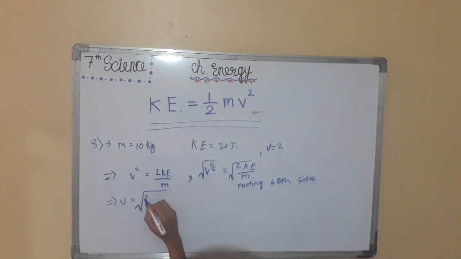Now we will put the values: 2 into kinetic energy 20 upon mass 10. 0 and 0 cut, 2 into 2 is equal to 4. Therefore velocity is equal to root 4. Root 4 is a perfect square, it will be 2, because 2 into 2 is 4. Therefore velocity is equal to 2 m/s. Therefore the answer is 2 m/s.